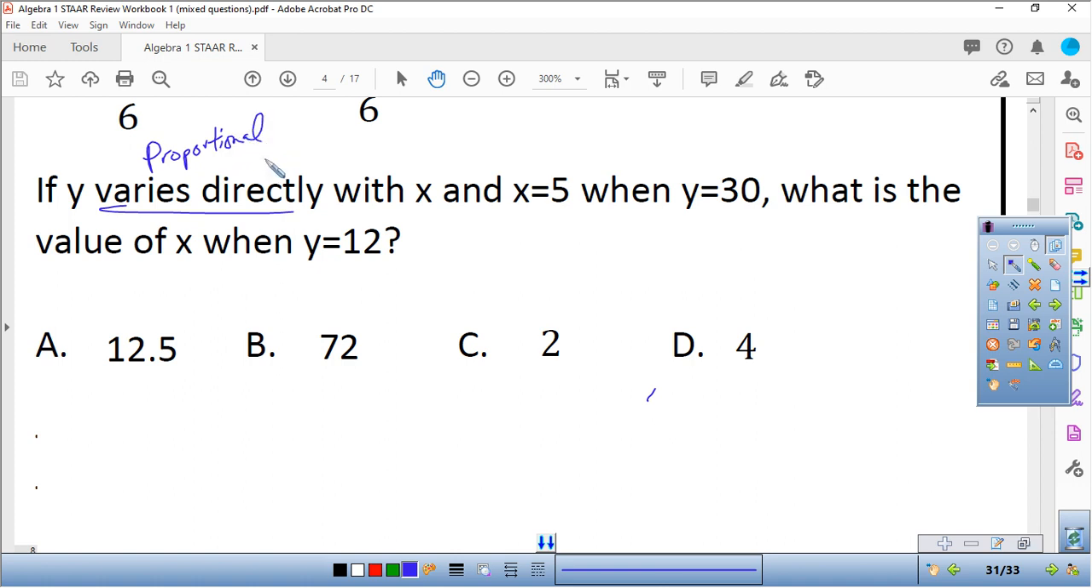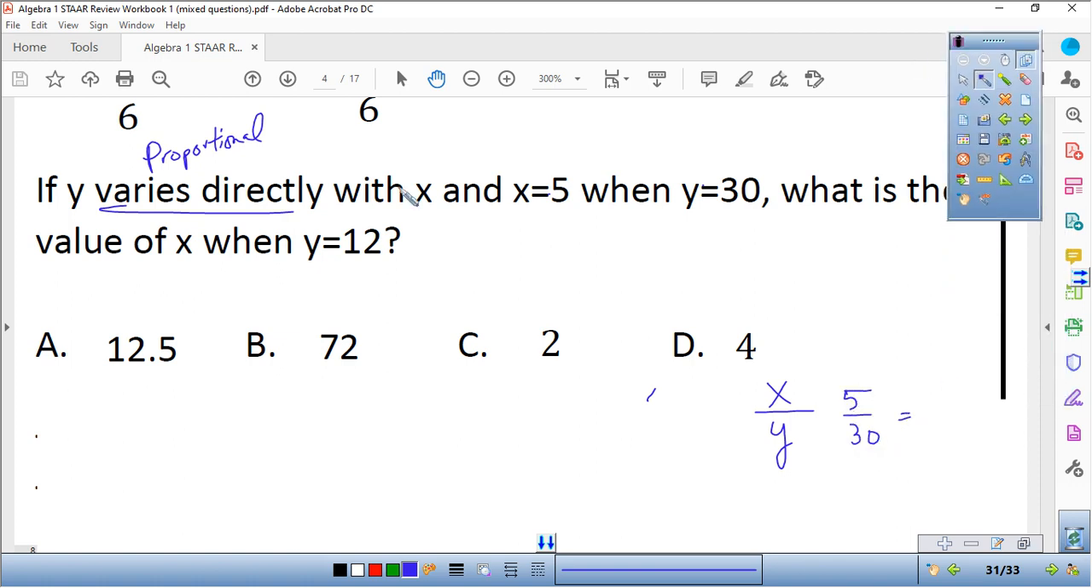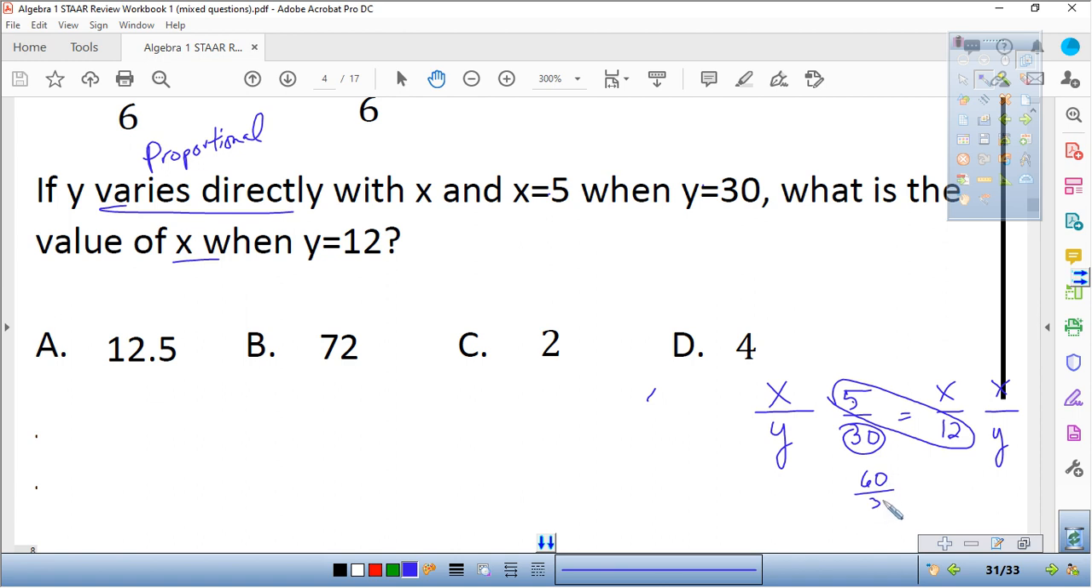When it comes to proportional, guys, this is what you want to do. This and this. So I'm going to go x over 1 because they gave me x first. And I'm going to have here 5 over 30 is equal to x over y. Same x over y, same x over y. This one here is 12. Right, y is 12, the y is in the bottom, and x here, it's cross multiply, divide. 5 times 12, 60. Divide by 30, 2. Okay, really, really easy.